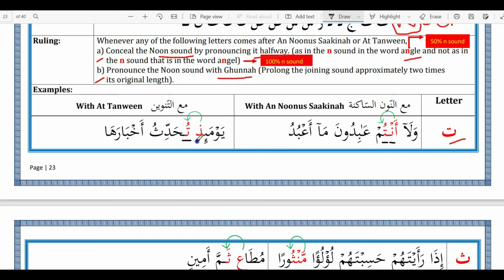We have ta here, and it comes after dhal with kasratan. And dhal with kasratan gives us dhin. Dhin, 100% noon, dhin. But because ta comes after it, we have to pronounce this dhin sound halfway, so we say dhin. Can we hear the difference? 100% noon sound, we say dhin. Halfway, we say dhin. And then we have to stretch it 2 times its original length. So we say yawma'idhin.